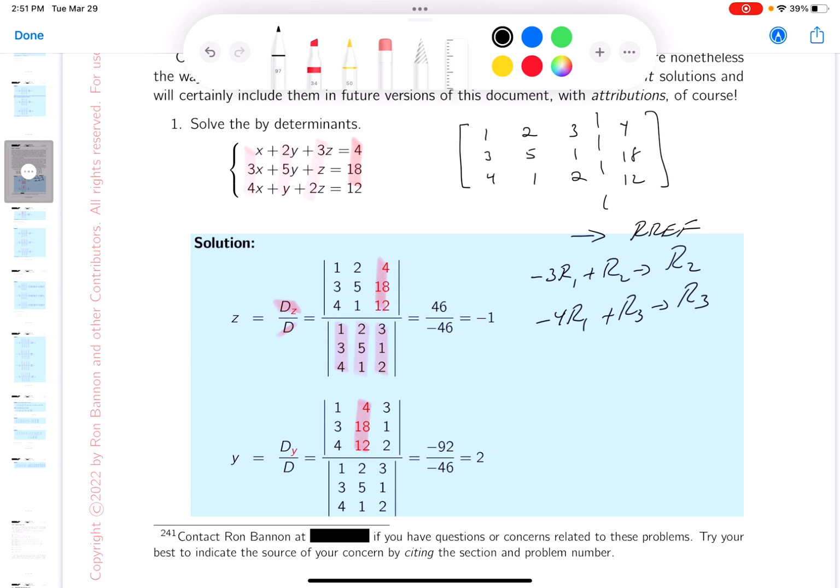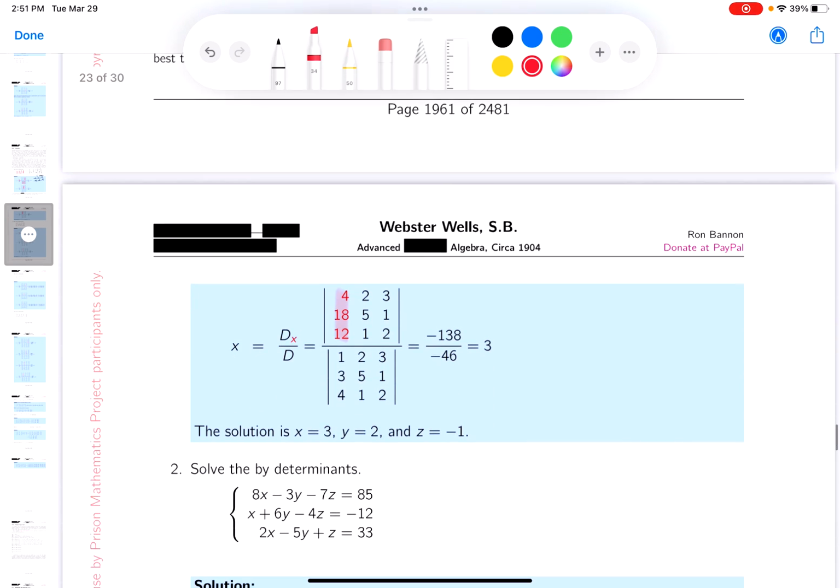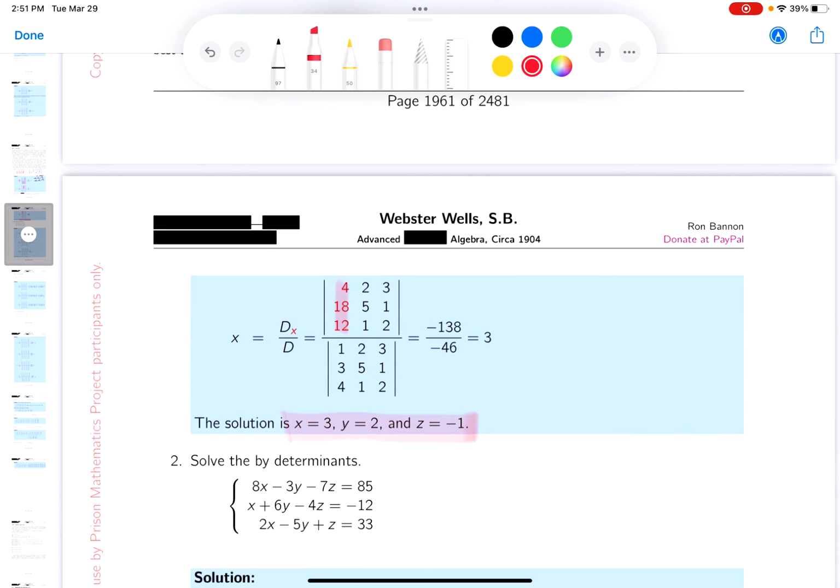Anyway, the answers are listed here for you. I'm not really going through that. Kind of tedious and boring, I think, but that's the answer. Can that be verified? Of course it can be verified.